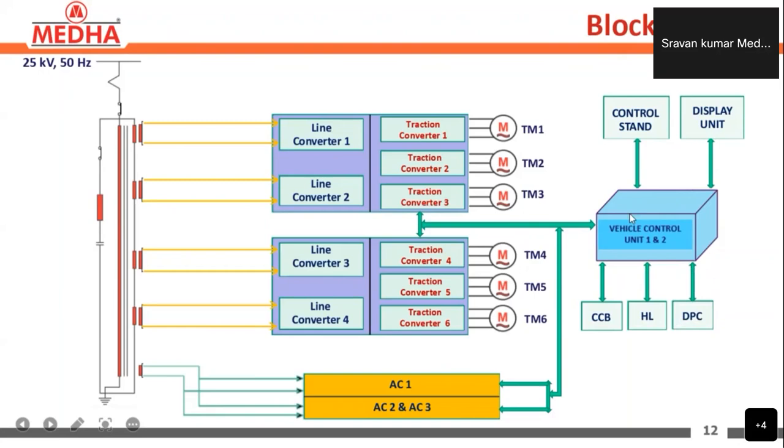So it has to communicate with each and every subassembly in the locomotive and give the control commands for the subassembly. So the terminology we are using, the LTC1 and LTC2. In railway terminology, the line and traction converter is known as SR, and the auxiliary converter is known as bus. So here we are using the line and traction converter. The terminology is different between the railways and here.